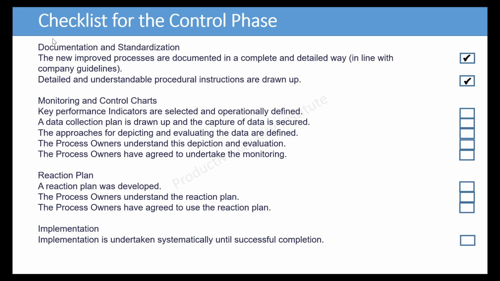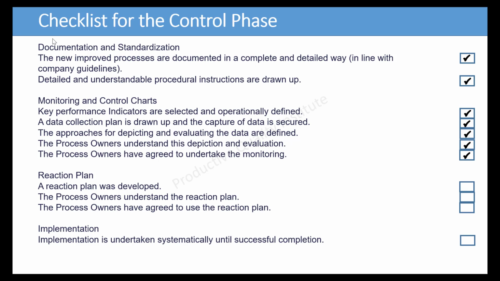Monitoring and control charts. Key performance indicators are selected and operationally defined. A data collection plan is drawn up, and the capture of data is secured. The approaches for depicting and evaluating data are defined. The process owners understand this depiction and evaluation. The process owners have agreed to undertake the monitoring.